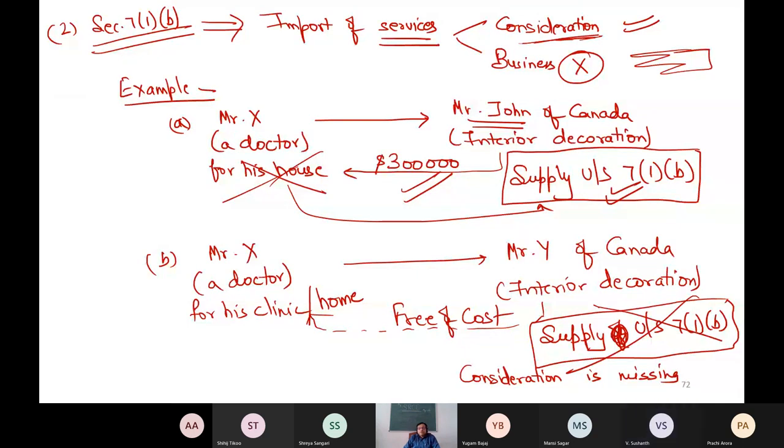Mr. X was a doctor and he has imported the services of an interior decorator for his home and he paid $3 lakh to Mr. John. This is a supply under section 7 sub-section 1 clause B because every import, whether for your business purposes or personal purposes, doesn't matter. If you are making some payment on that import of services, it is treated as supply and you have to pay GST. That's it. Now I hope 7(1)(b) is clear to everyone and let me proceed now to 7(1)(c).